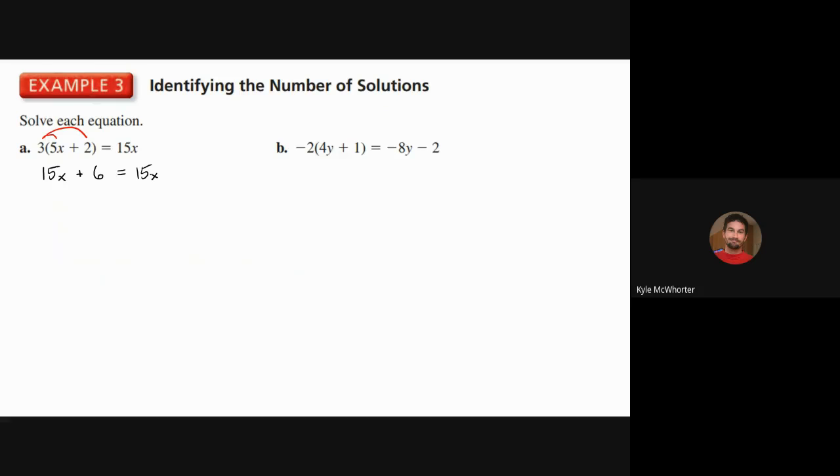And you can kind of start to see what direction it's going in now. We've got x on both sides. I can do minus 15x to get it off of one side. But that means I have to do minus 15x to both sides of the equal sign. And then what do we end up with? On both sides, 15x minus 15x is 0. So on the left side, 0 plus 6 is 6. And on the right side, 15x minus 15x is 0.